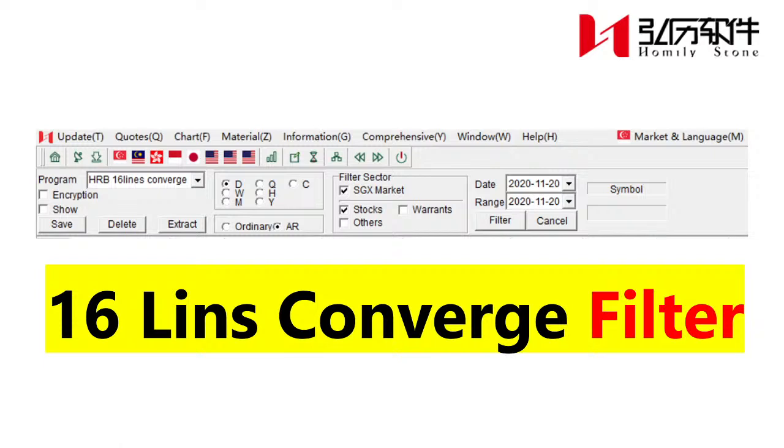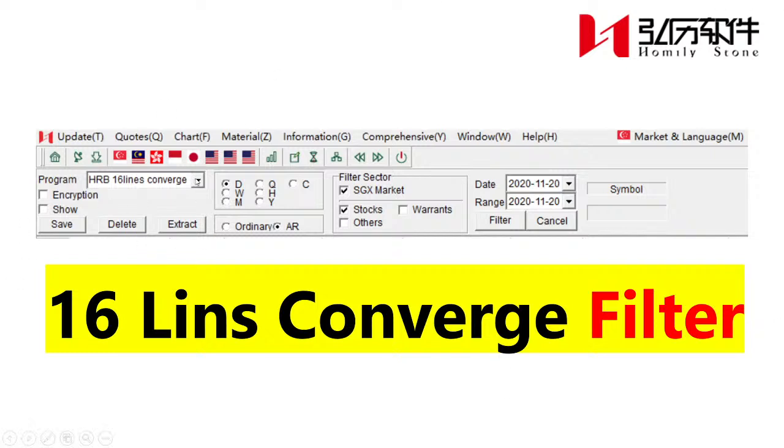Say you do Singapore shares, Malaysia shares, Hong Kong shares, Indonesia, Thailand, and Vietnam, and also the US market. We just choose the market we need. And then you see here the program. We just click this program and we choose Homilychart Rainbow 16 lines converge, and also we can choose dark horse point. So at the beginning we learn if the price breaks up the white line, and the white line turns flat, turns up, it means dark horse point. After dark horse point, usually it will have a big rise. So here we can filter.